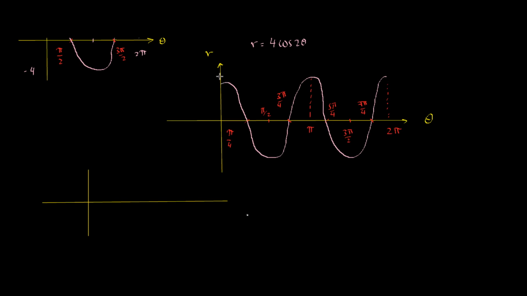Alright, so if you remember, this was 4, this was negative 4. So if you take the square root of 4, you get 2. So we start at 2, and we keep on going in this direction until we reach this point. Now, from theta equals pi over 4 to theta equals 3 pi over 4, you see here that we have a negative value of r.